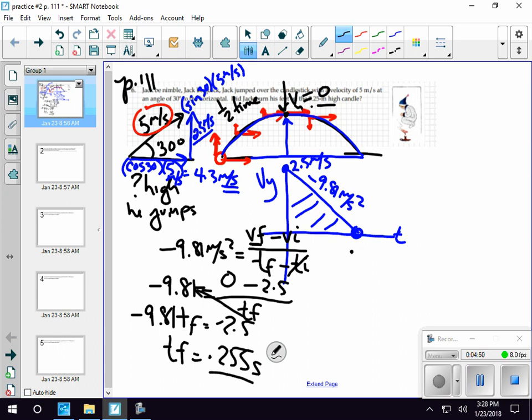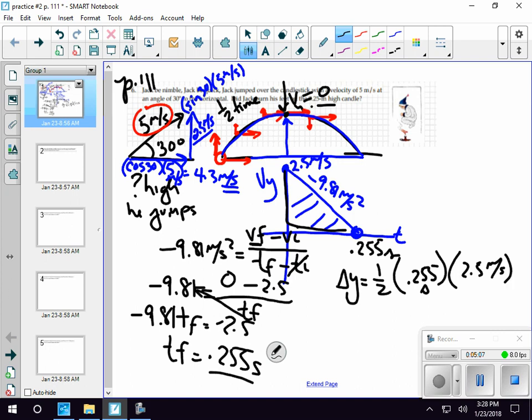All right, so 0.255 seconds goes then on our triangle, and now it's time to do the area of that triangle. So how high can he go? That's going to be the base, which is 0.255 seconds, times the height, which is 2.5 meters per second. And he's going to go 0.3185 meters. That's higher than 0.25, so yes, he makes it.